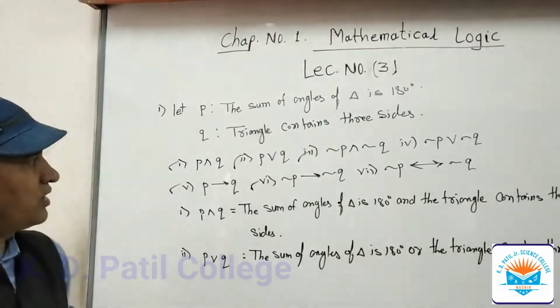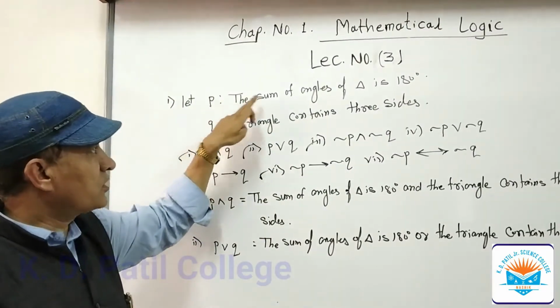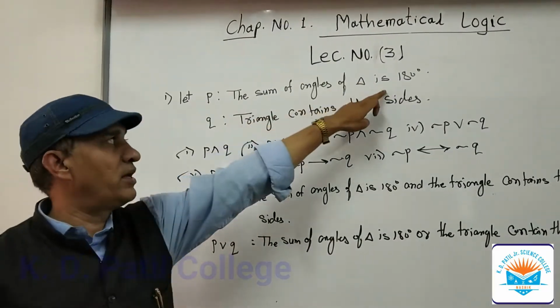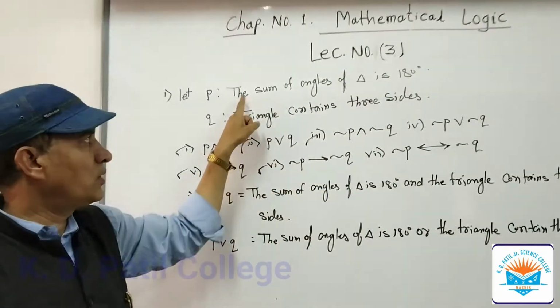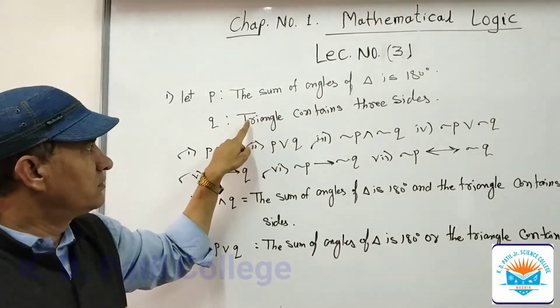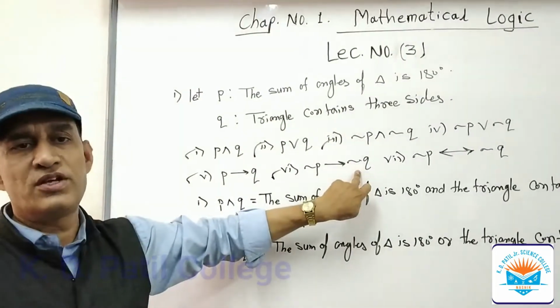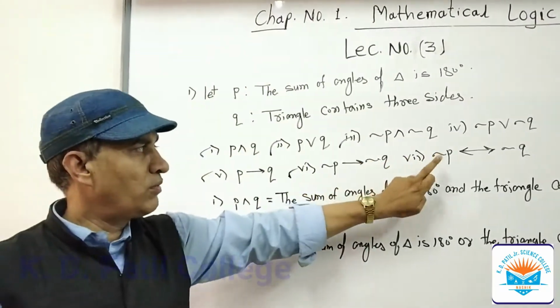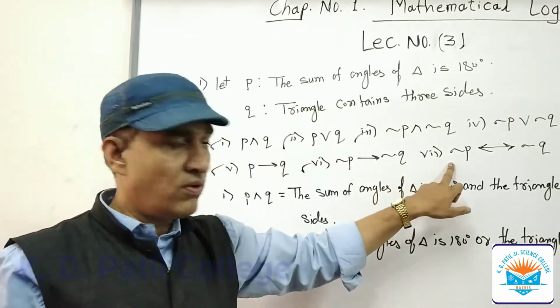What about negation P conditional negation Q? If the sum of the angles of a triangle is not 180 degree, then it does not contain 3 sides. Why so? Because negation is there. Now we are on the last one, the 7th one, which is in symbolic form.